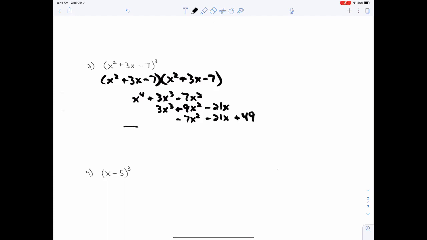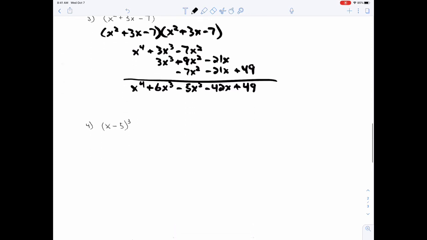And again, stack like terms vertically. Okay, so we get x to the fourth plus 6x cubed. And then that's going to be negative 14, so it's negative 5x squared minus 42x plus 49. Okay, just tedious grunt work is all it is. There's no trick to it.